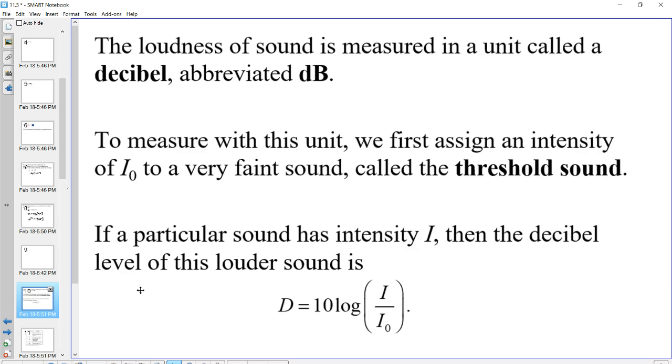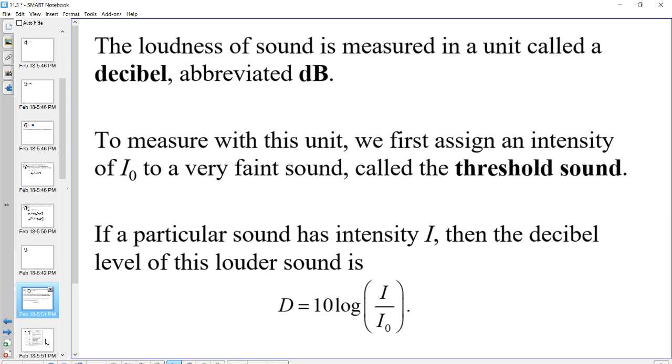All right, so loudness, decibels. The loudness of sound is measured in a unit called decibels, abbreviated dB. To measure it with this unit, we first assign an intensity of I naught, I sub 0, to a very faint sound called the threshold sound. So I naught is the threshold of our hearing. If a particular sound has intensity I, then the decibel level of this louder sound is given by the formula 10 times the log of I over I naught.